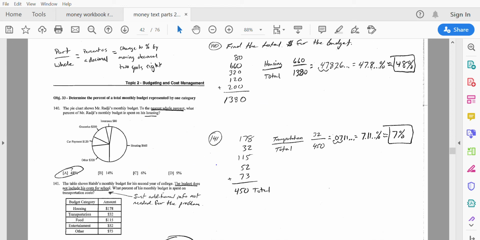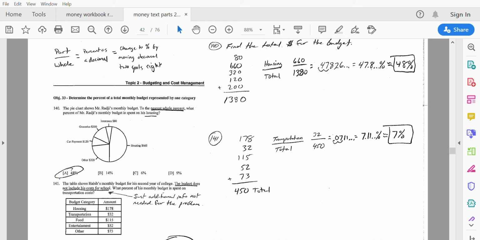So next problem, 141 here. This table shows monthly budget for his second year of college. The budget does not include his costs for school. What percent of his monthly budget is spent on transportation costs? One thing in this one, that second sentence is really just extra information. It's nothing that we have to consider for the problem. We are just worried about the costs given and what percent of that monthly budget is spent on transportation.